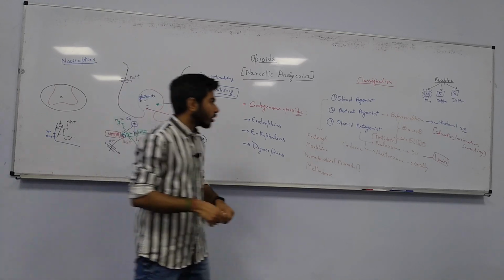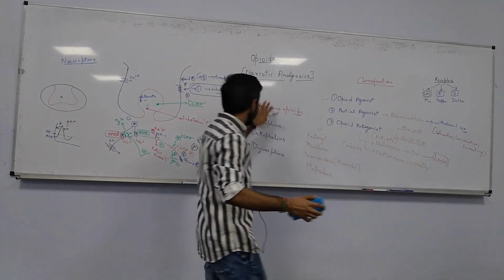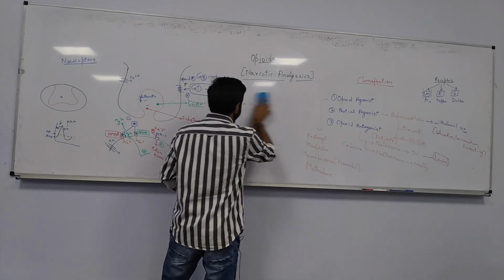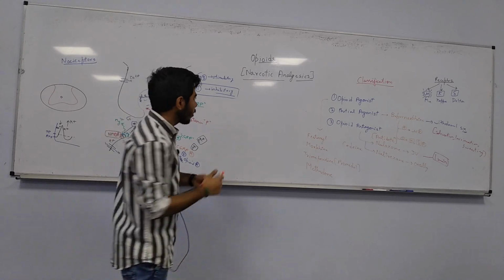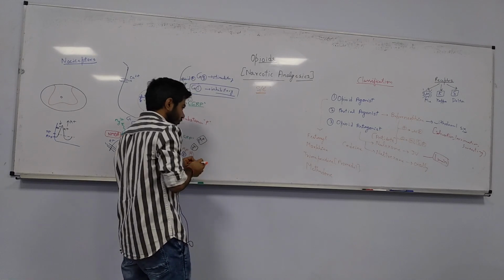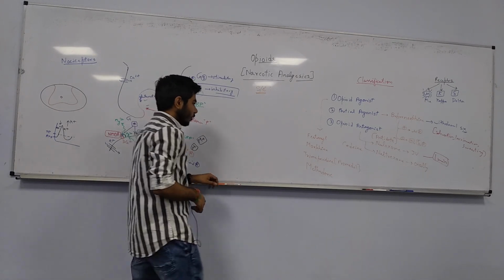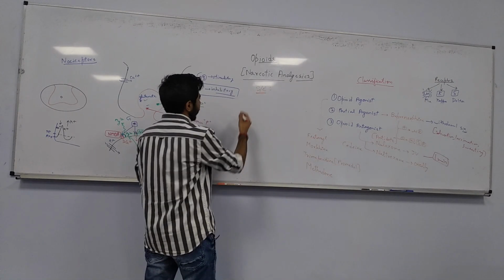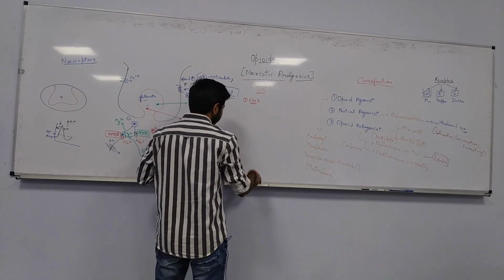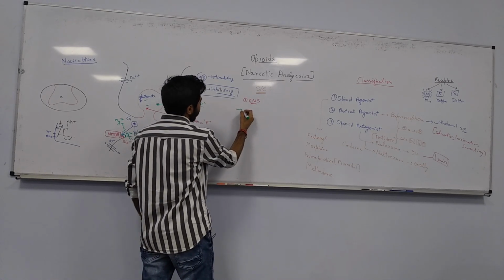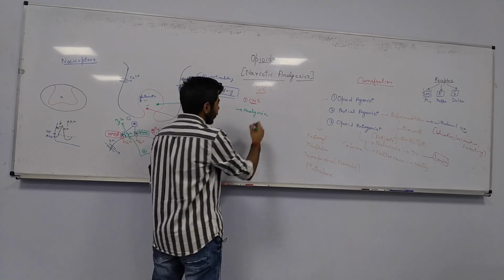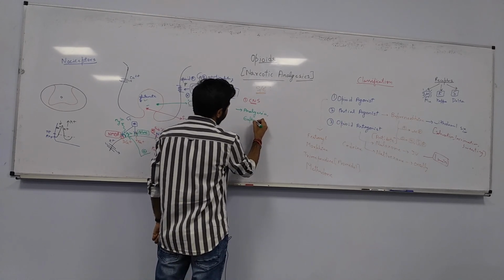So let me talk about those effects also. Let's talk about the side effects of these drugs, or you can say the actions of these drugs. In the CNS, it gives the effect of analgesia, and it gives the effect of euphoria and dysphoria.